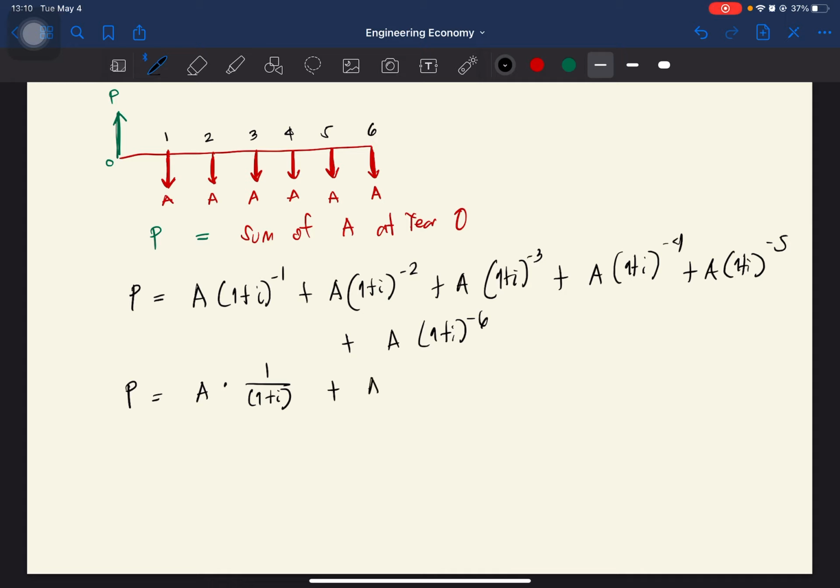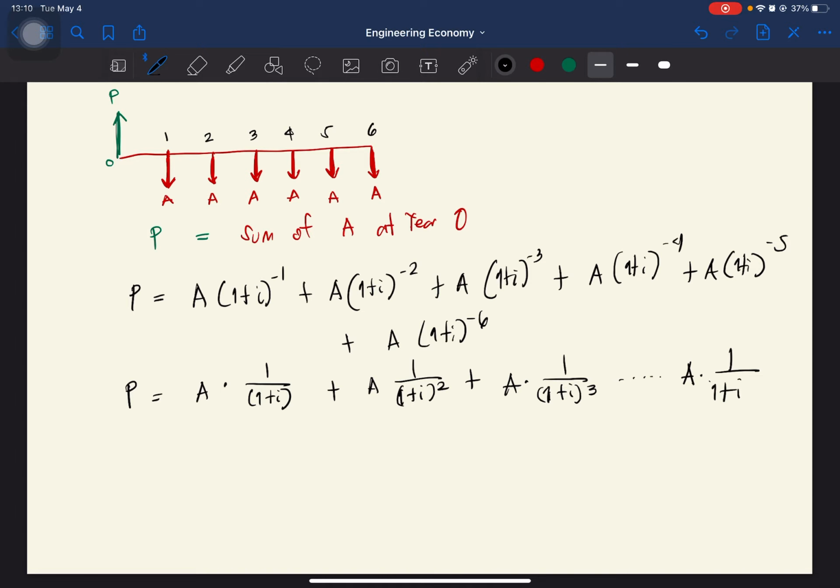Plus, yung pangalawang A, 1 over 1 plus i squared, plus A times 1 over 1 plus i raised to 3. Tandaan mo yung negative exponents, ibig sabihin yan ay nasa ilalim. O baka may naliligaw dyan, ha?